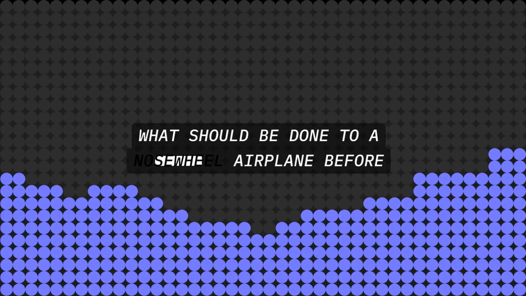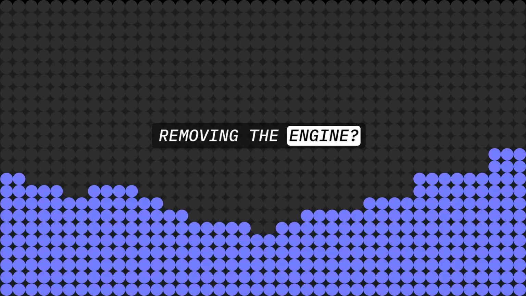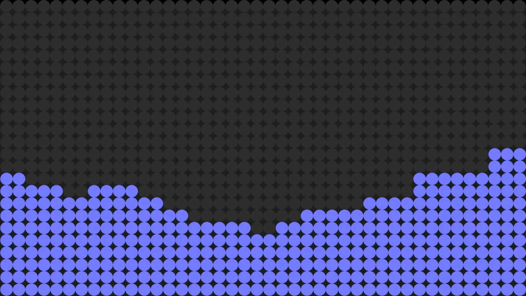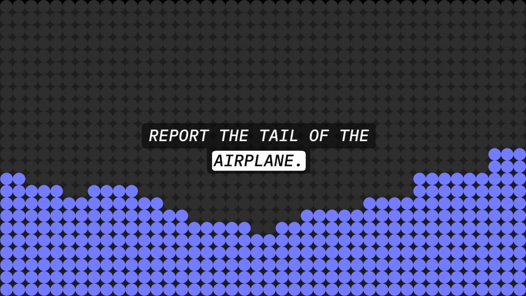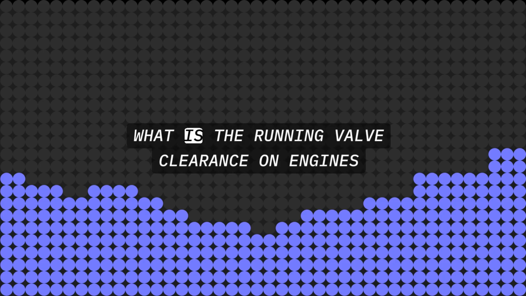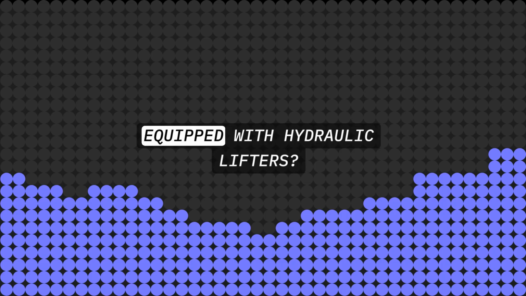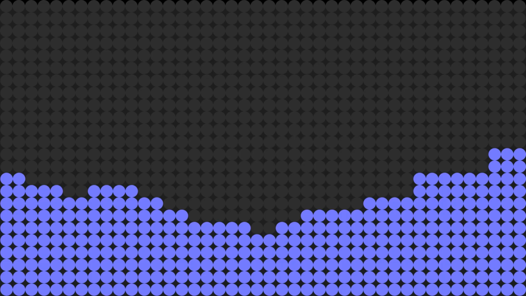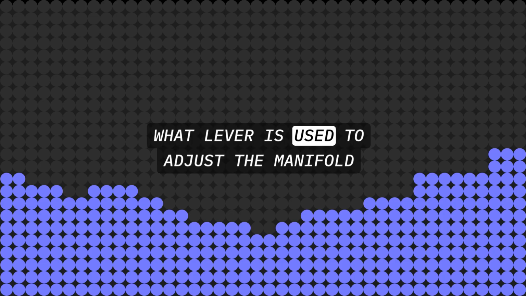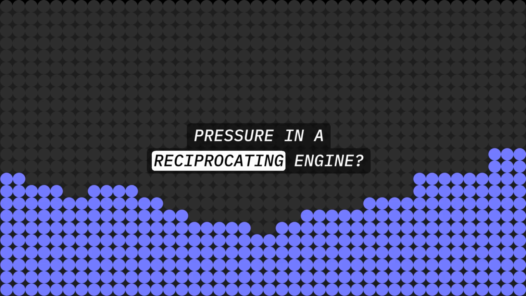What should be done to a nose wheel airplane before removing the engine? Support the tail of the airplane. What is the running valve clearance on engines equipped with hydraulic lifters? Zero. What lever is used to adjust the manifold pressure in a reciprocating engine?